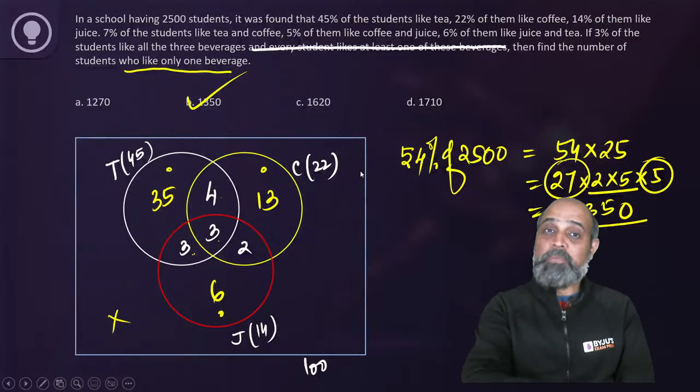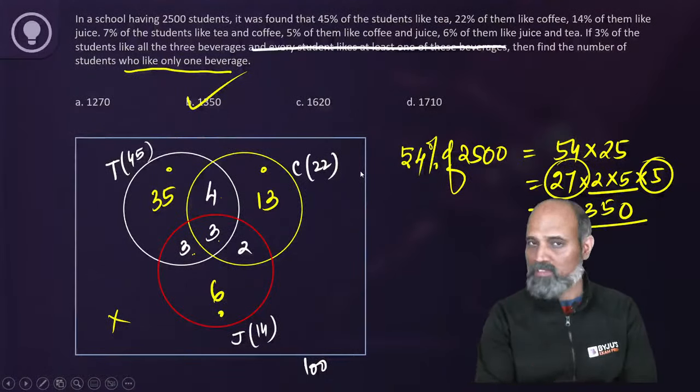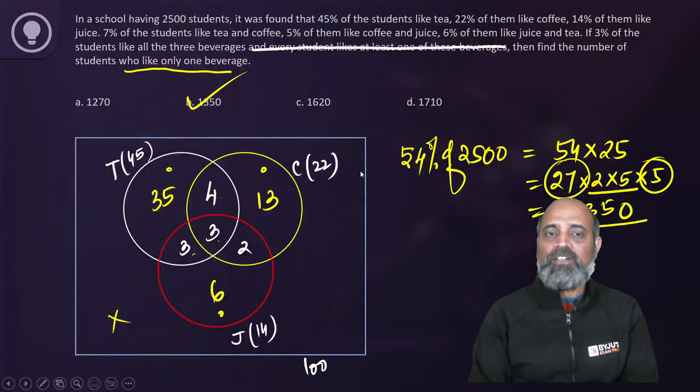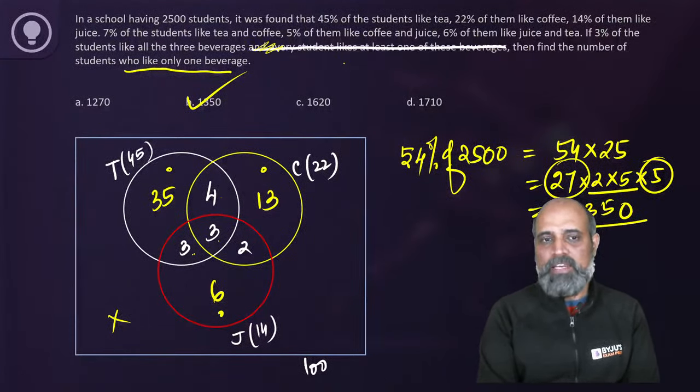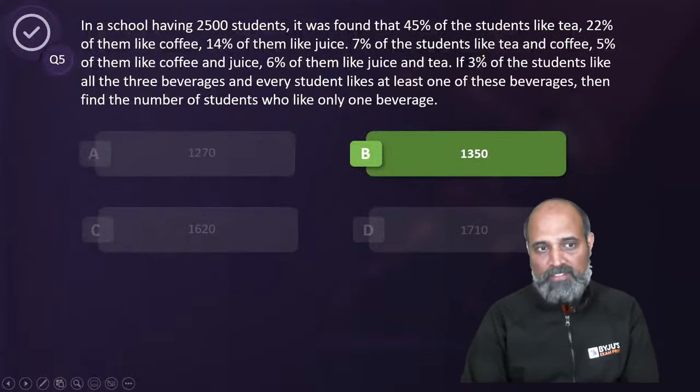If that is going to be 0, the question is going to be wrong, as in none of the options will match. That part is not there. Ignore this. So 1350 is the answer.